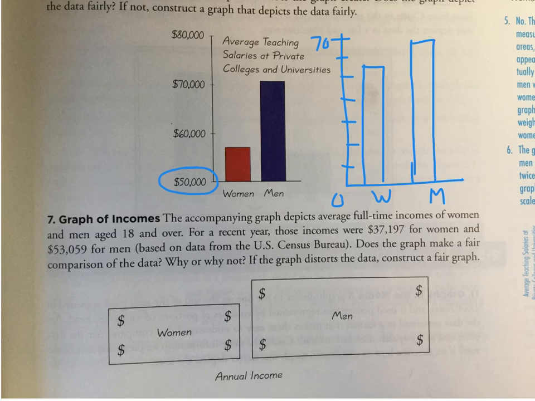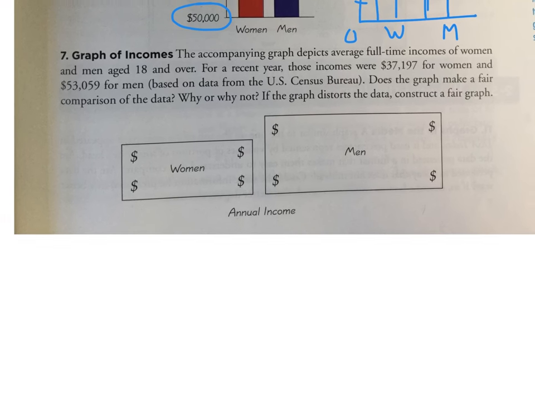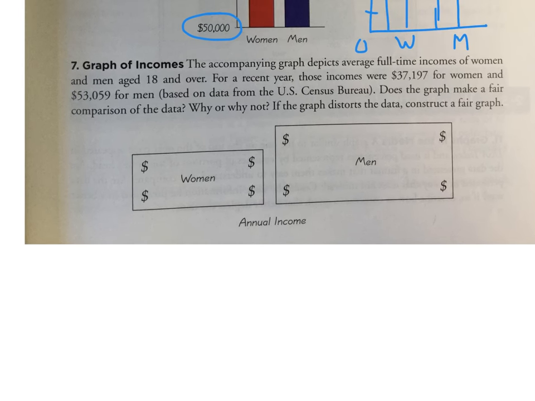And so you can see that starting the y-axis at 0 gives us a more fair representation of the data. Men are making more, but not as much more as is being depicted in the first graph. Okay. The second graph, similar situation. We're talking about incomes, men versus women. And there's a problem here too.